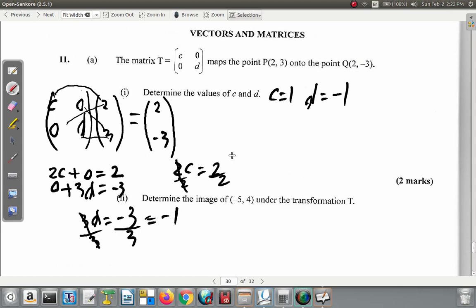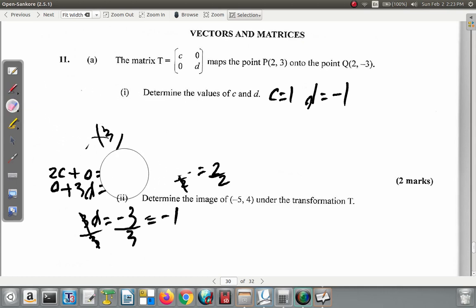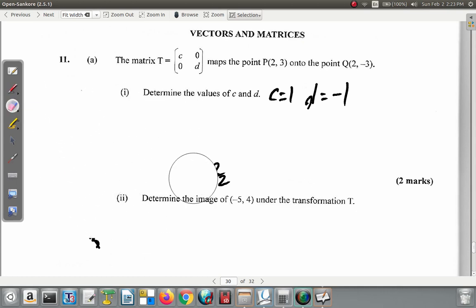Alright. Then it says determine the image of (-5, 4) under the transformation T. Let's erase some of the working to make space. The image of (-5, 4) under the transformation T.